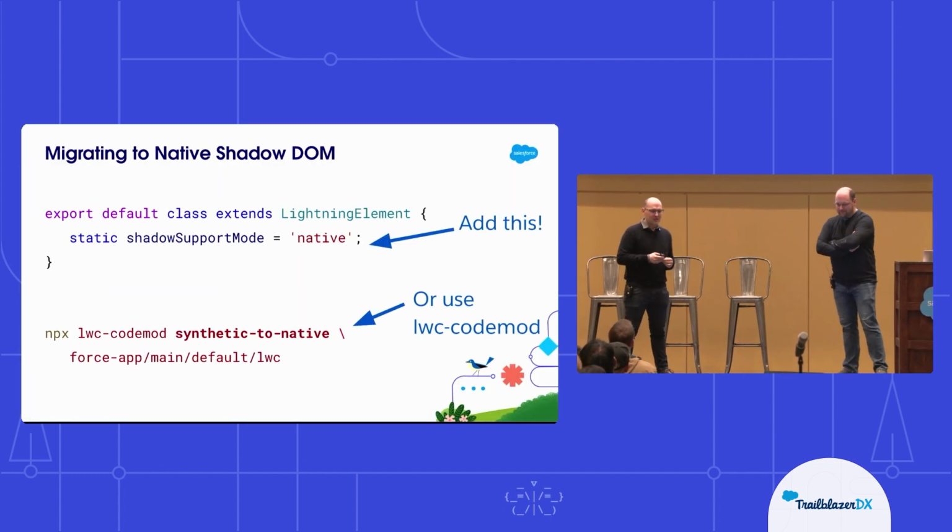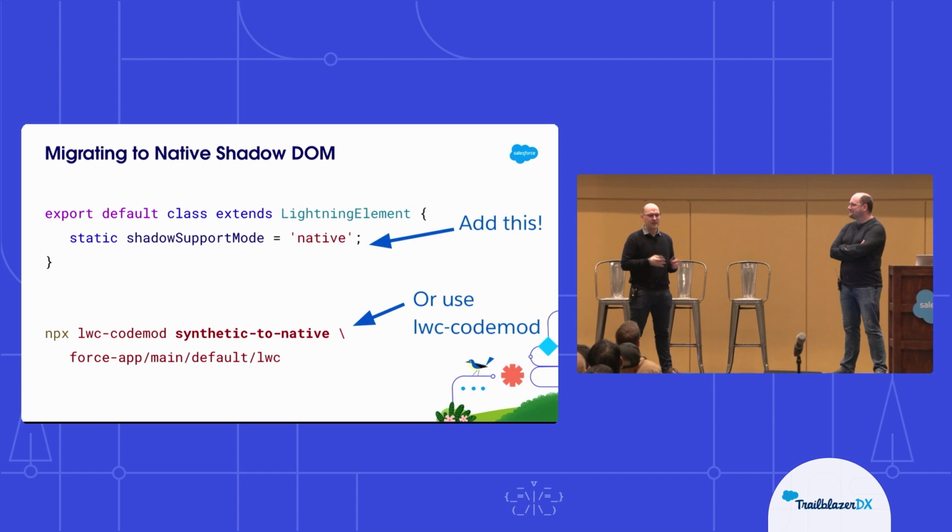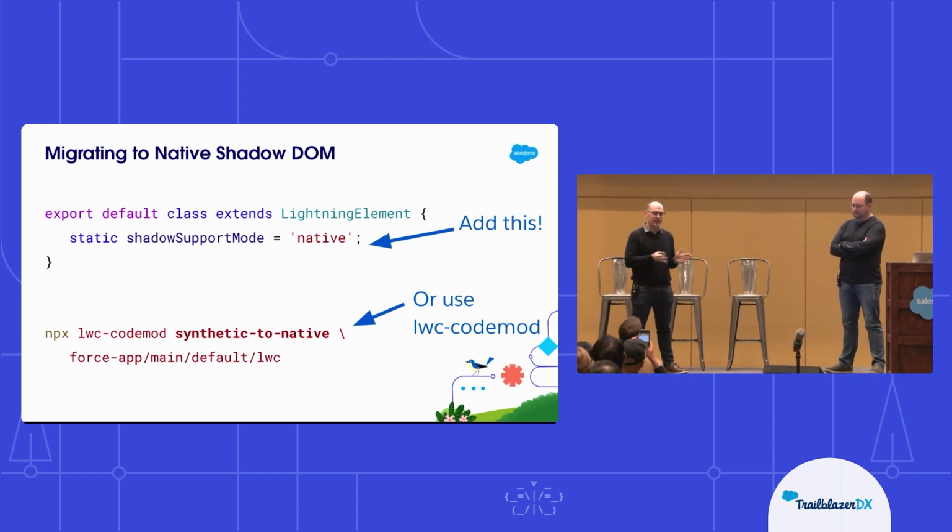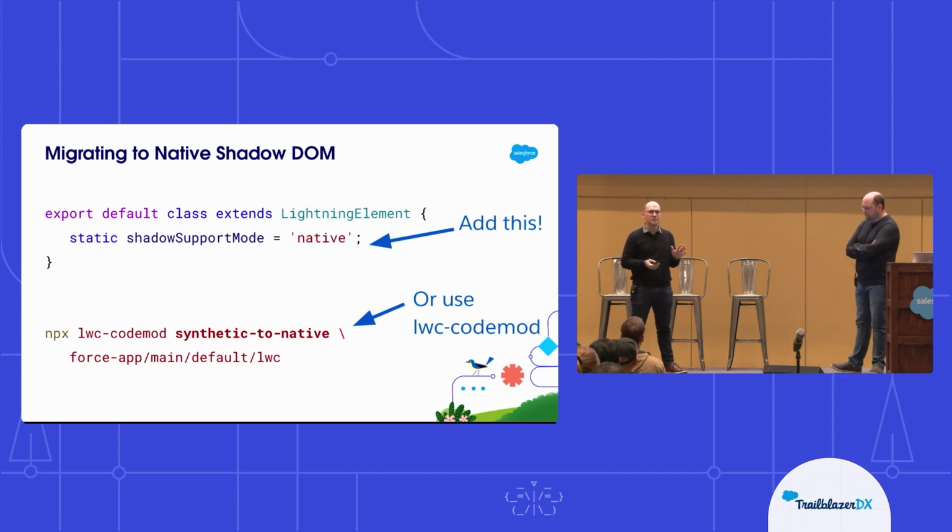OK. So how do you migrate to native Shadow DOM? Well, it's pretty simple. You just add this static shadow support mode equals native to your components, and that instructs the framework to render the component in native Shadow DOM mode. Or, in a recurring theme, you can use LWC code mod to do the same thing, and you can even point it at your entire directory of components, and it will just move all of them over from synthetic shadow to native shadow in one fell swoop.